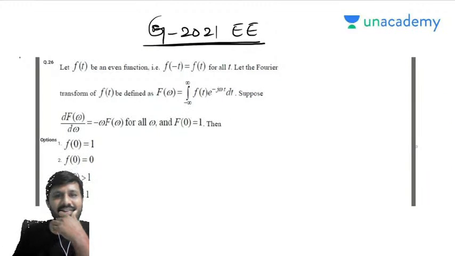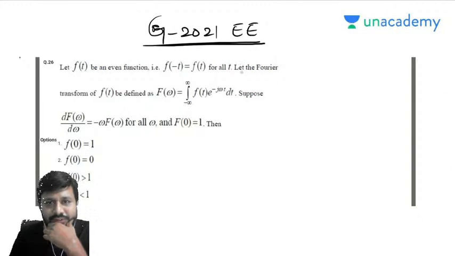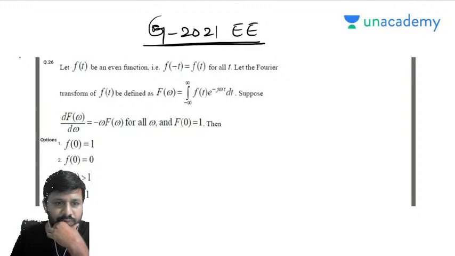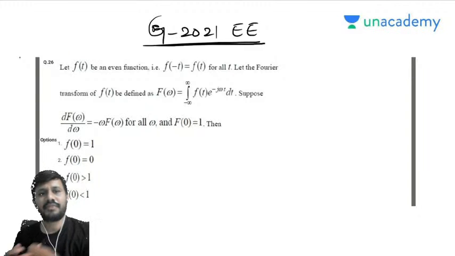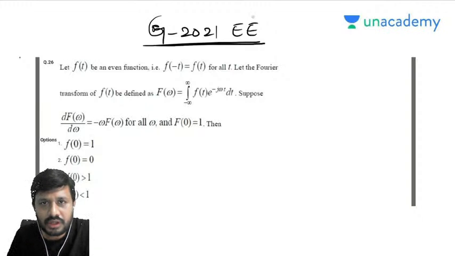Let f of t be an even function. For all t, let the Fourier transform of f of t be F of omega. Suppose d by d omega of F of omega is minus omega into F of omega for all omega, and F of 0 is equal to 1. Then he's asking: small f of 0 is 1, small f of 0 is 0, small f of 0 greater than 1, small f of 0 less than 1. How to solve this one?